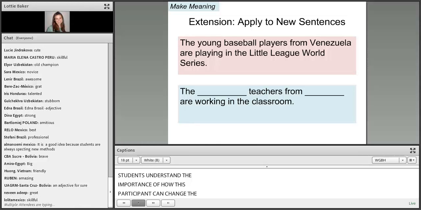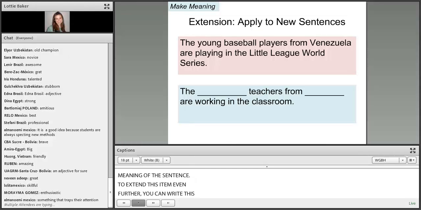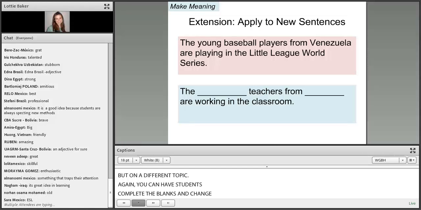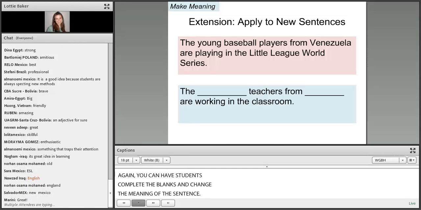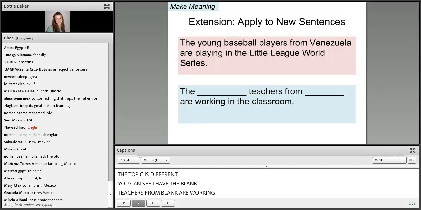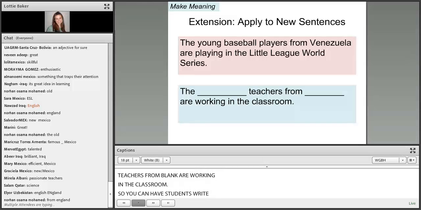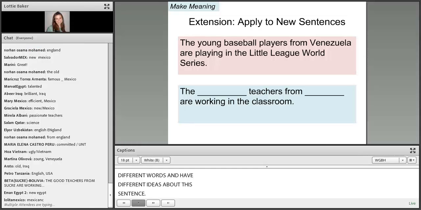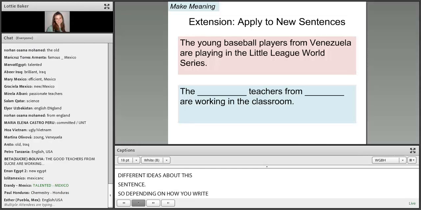To extend this idea even further, you can write a sentence with the same structure but on a different topic. Again, you can have students complete the blanks and change the meaning of the sentence. Here's an example. The topic is different. You see, I have the blank teachers from blank are working in the classroom. So you can have students write different words and have different ideas about this sentence. So depending on how you write the participant, you change the meaning of the sentence.